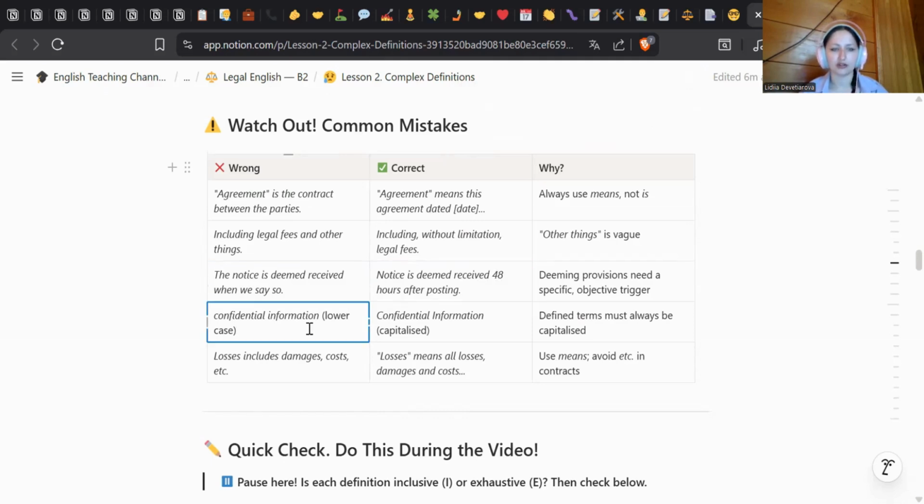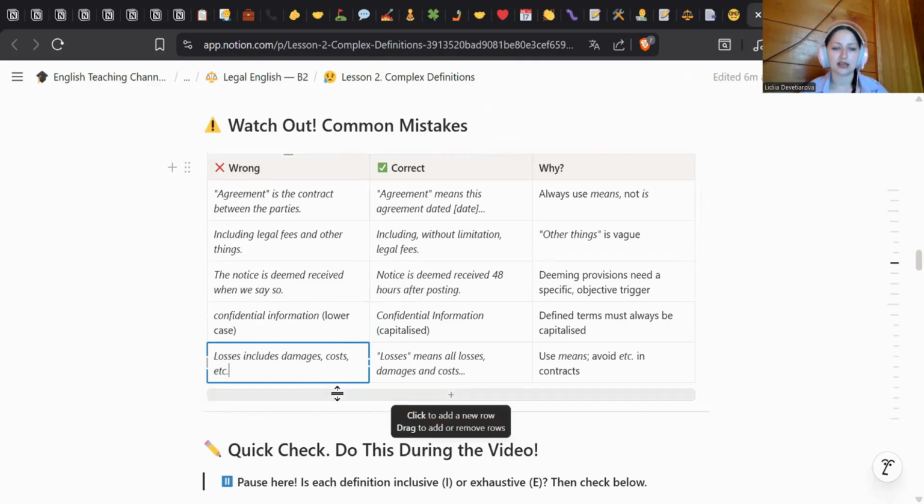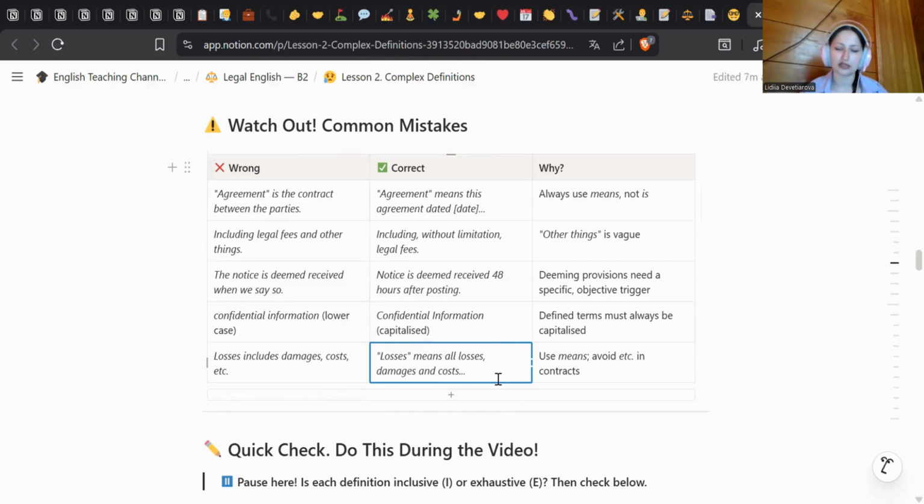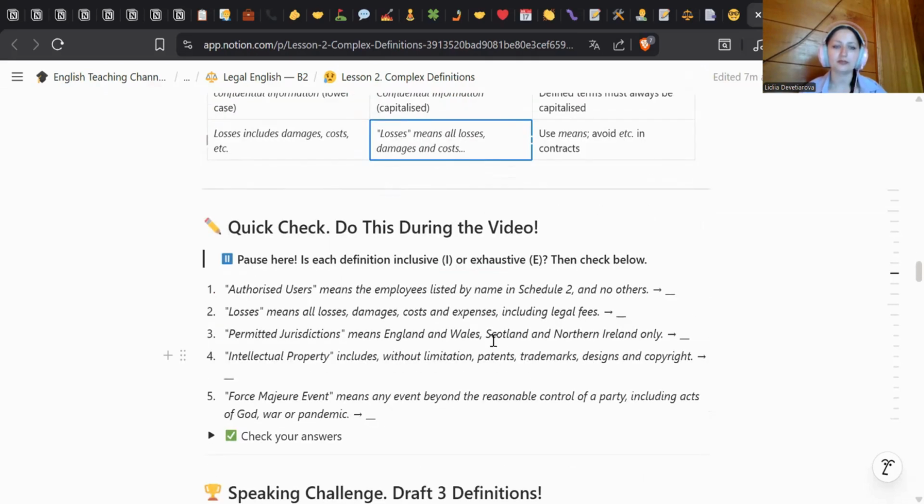Confidential information, lowercase. Confidential information is capitalized because it's a defined term. Losses includes damages, costs, etc. Better: Losses means all losses, damages, and costs. It's better to use means and avoid etc. in contracts, okay? Of course, where it's appropriate.